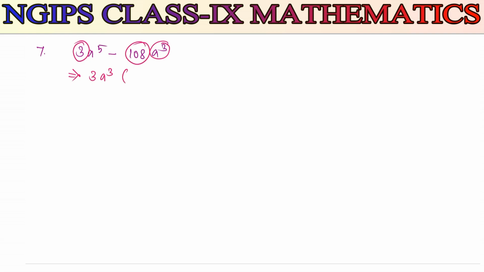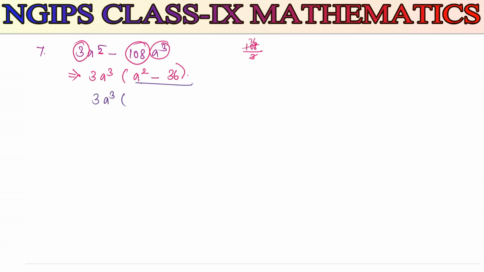So the leftover here, I took 3 common, so the leftover is a square minus, from 108, when you take 3 common, you just divide by 3. 3 3s are 9, remainder 1, 18, 6 3s are 18, so 36. I already took a cube common. Okay, we got 3a cube.